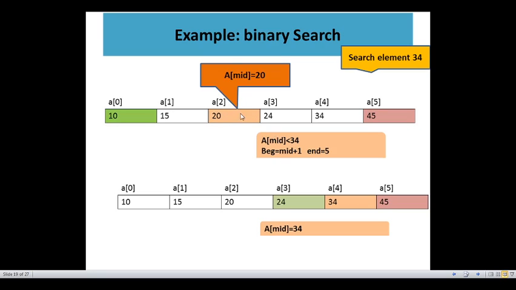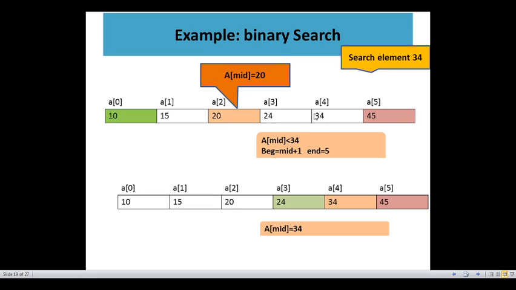No need to search in the earlier part. We want only the next elements, so this is your beginning and this is the end. Then again check: find the mid again. Three plus five is 8, 8 by 2 is 4. So this is your mid, 34 is your mid now. Beginning plus end divided by 2 gives you 34.